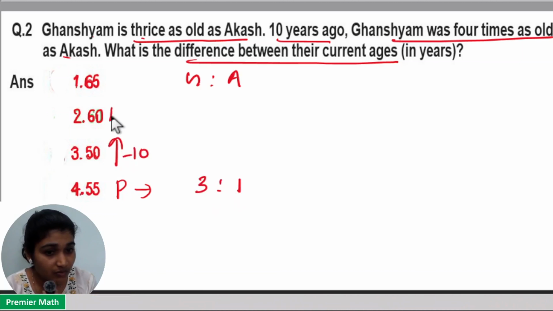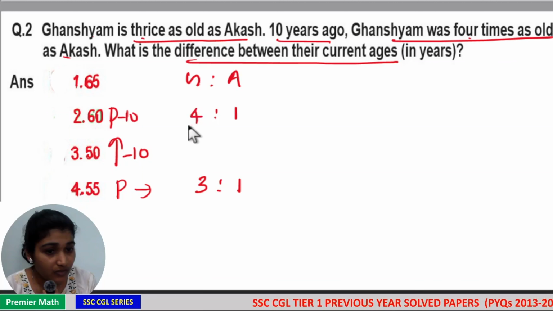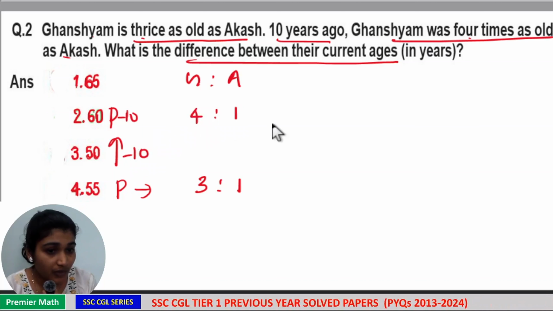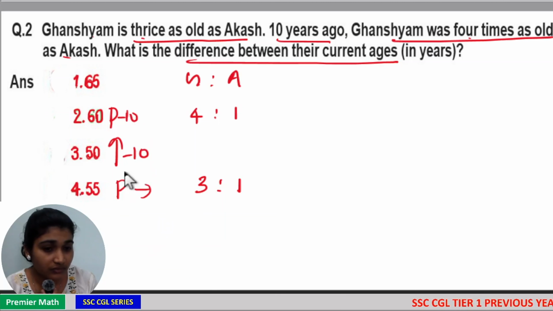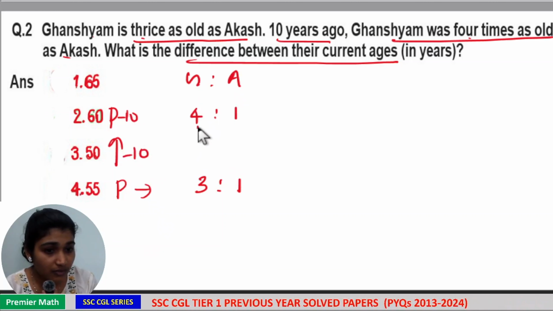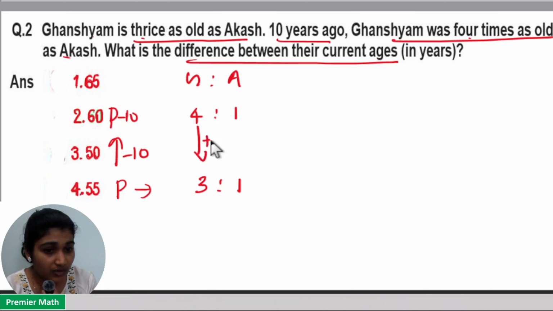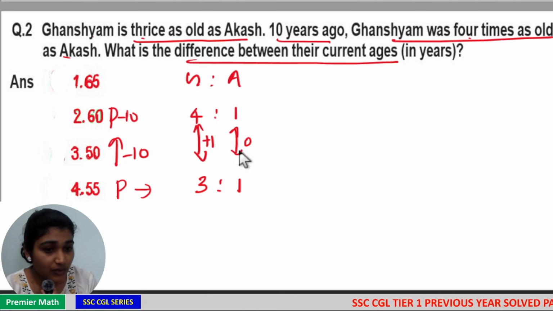Now 10 years ago means present minus 10. Ghanshyam was 4 times as old as Akash. That is, if Akash was 1 year old, Ghanshyam was 4 years old. 4:1 was the ratio. Now the actual difference in years between present age and the age 10 years ago is equal to 10 years for Ghanshyam and Akash. But if you look at the ratio difference, here this is 1 part difference and here this is 0 difference. So the ratio difference is not constant.